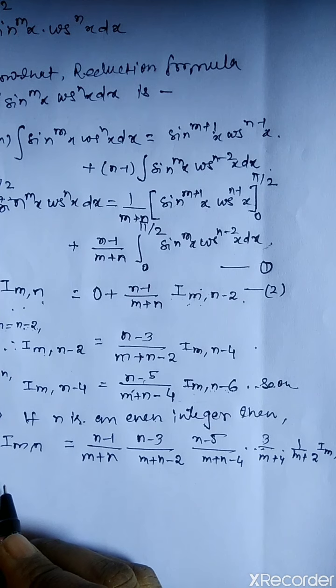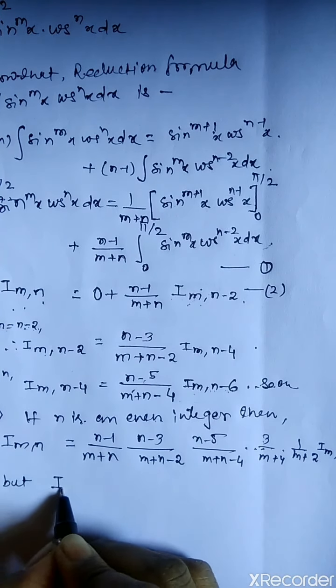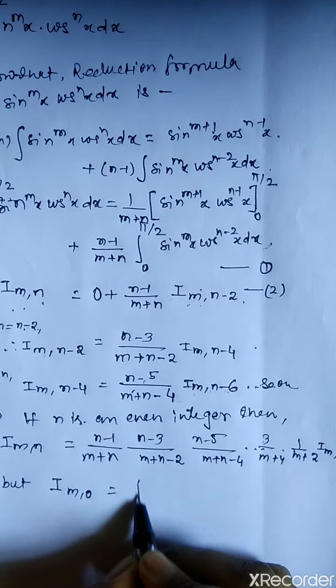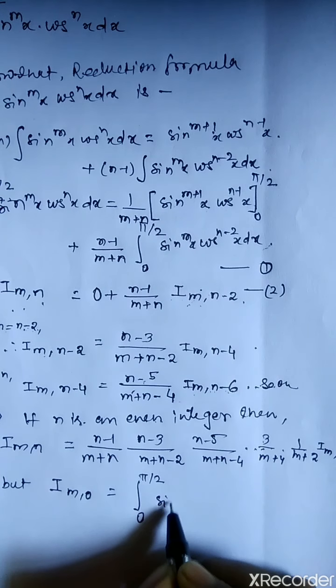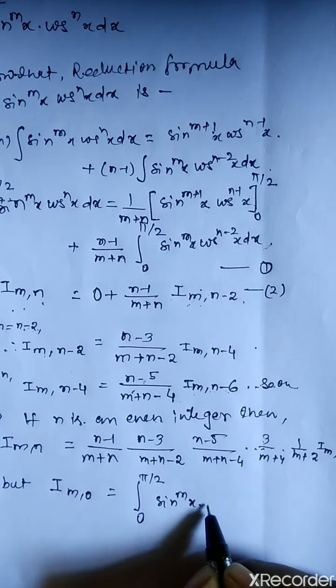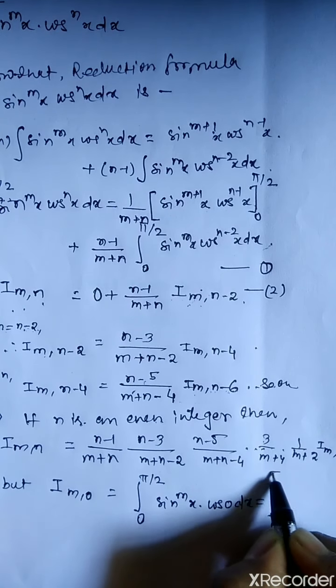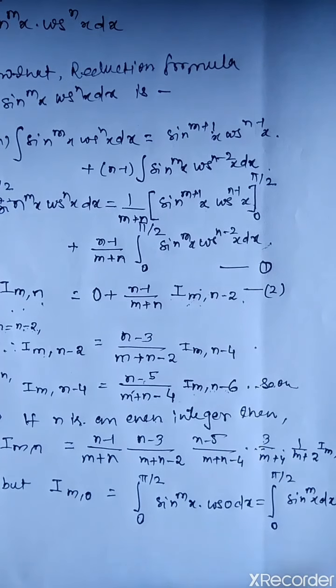Now, what is the value of I_{m,0}? So I_{m,0} means what? Integration over 0 to pi by 2 of sin mx and then cos 0 dx. This means integral from 0 to pi by 2 of sin mx dx.